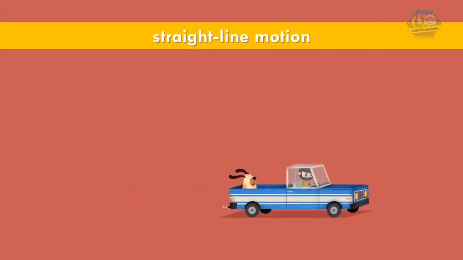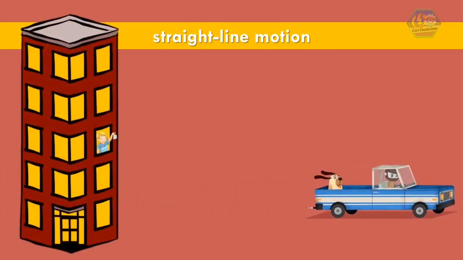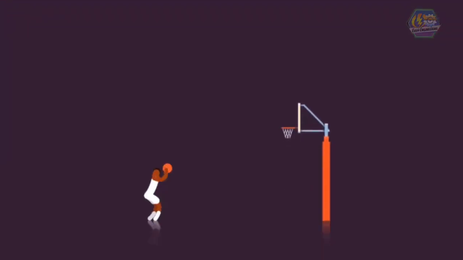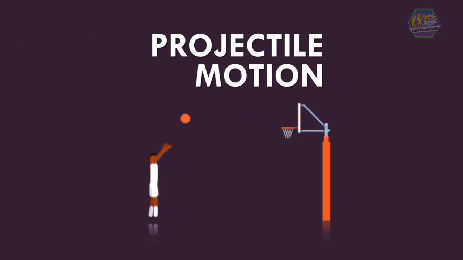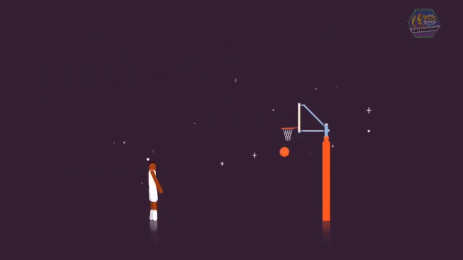In the previous video, we learned the concept of straight line motion: a car moving horizontally along a straight path, and a stone falling vertically from a third floor building to the ground. But now, how about if an object moves horizontally and vertically at the same time? This kind of motion is called projectile motion. In this video, we will learn the concept of projectile motion.